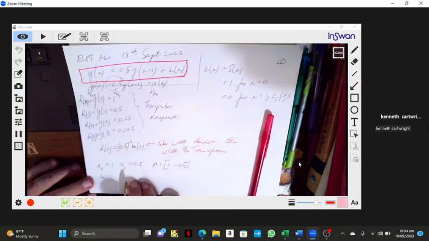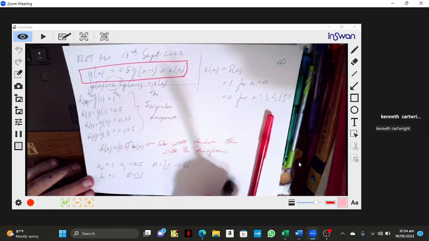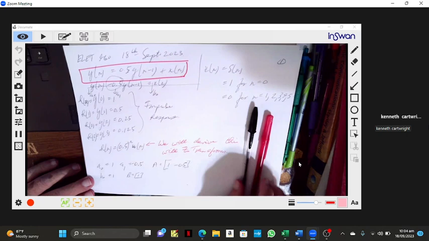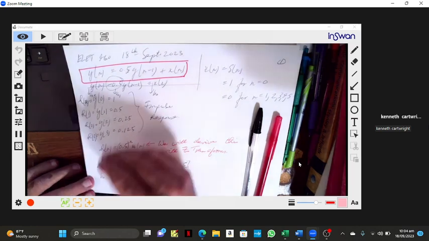So B0 is 1, and the B vector is 1. The first thing I want to do today is show how we do this in Octave. We don't have to do this numerically. We get the output, the impulse response, once we know the A vector and the B vector.